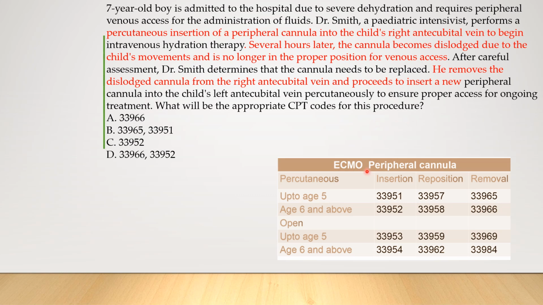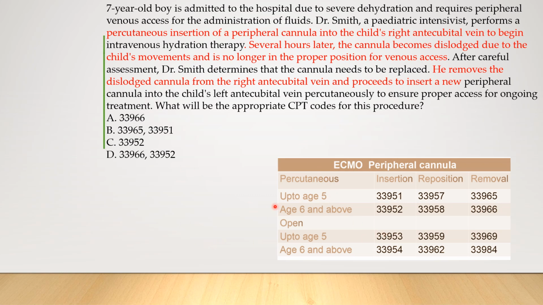So there is a lot of data. First of all, we need to find out the age of the patient, which is 7 years. What is this? It's a peripheral cannula, and how did they put it in? Percutaneously. Now what happened is initially the cannula was put in the right antecubital fossa, but because of the movement of the baby, it got dislodged, and then they moved to the other arm and proceeded to insert a new peripheral cannula into the child's left antecubital vein.